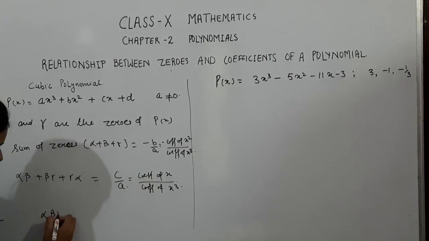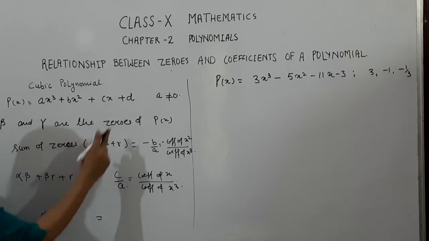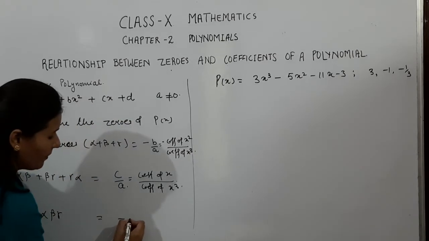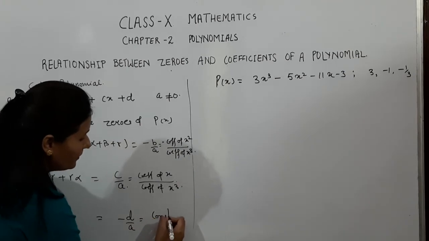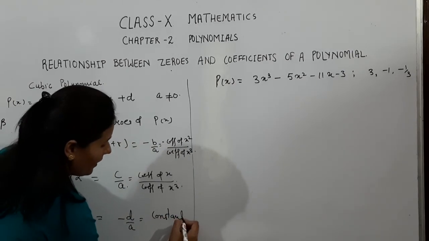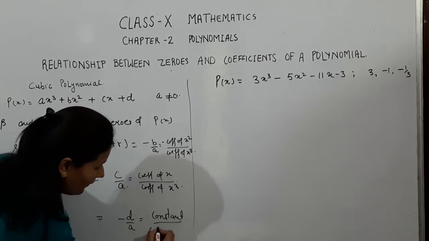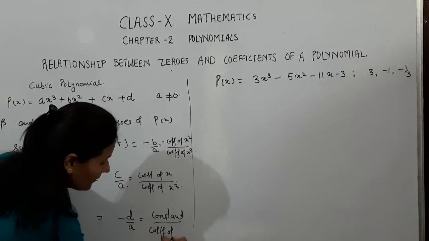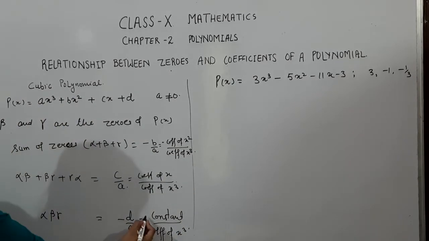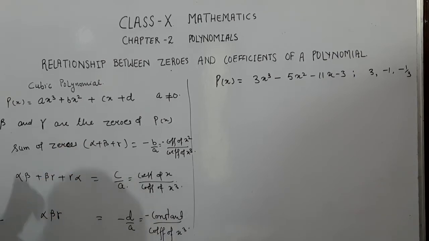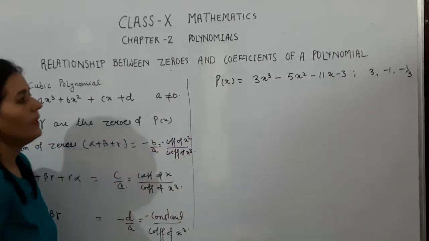Alpha into beta into gamma will be equal to minus d upon a, that is, minus constant term upon coefficient of x cube. These are the three relationships you have to remember. Now we will verify this.